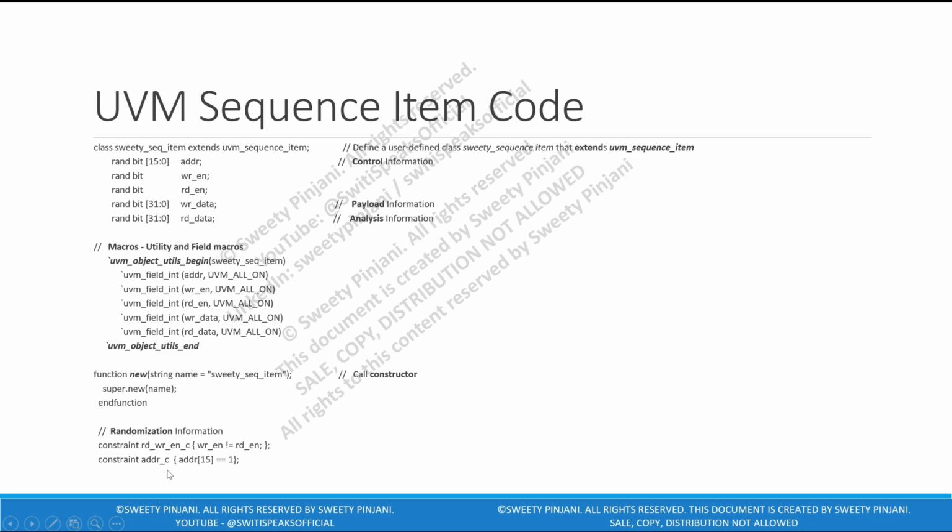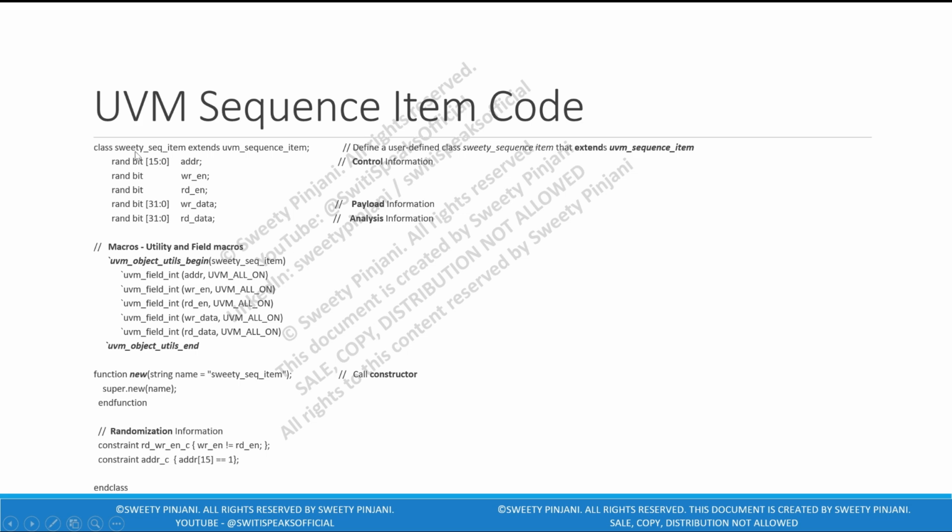Then say my design requires that the MSB bit of the address, which is bit number 15, should always be 1. That also I am specifying in the form of constraint. That's it. For my class, I just have this much code for the sequence item. This will give you an understanding of how to code the sequence item. Then depending on your requirement, you can modify the code.